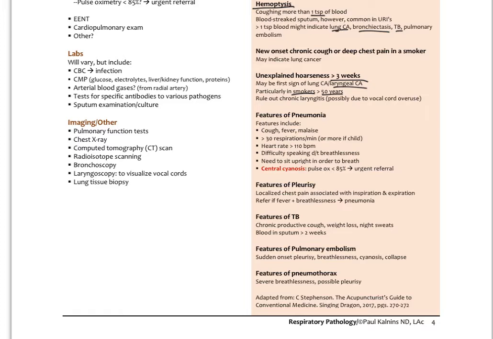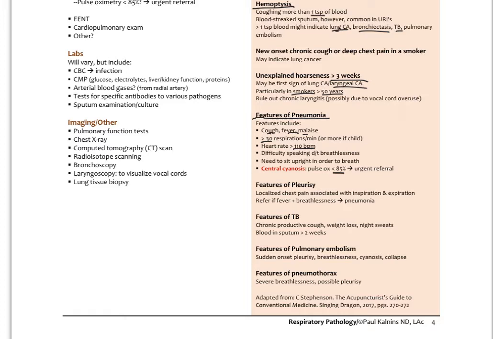So this would typically present with cough and fever, a lot of malaise. Again, tachypnea, greater than 30 respirations per minute in an adult, heart rate over 110. Difficulty speaking due to breathlessness, need to sit up in order to breathe, and then again central cyanosis under 85%. All of these would be urgent referral, but pretty much unless you're a primary care physician and have access to the antibiotics and so forth that you can prescribe, pneumonia should be a referral at least to urgent care, where the person can, if they're stable, get outpatient treatment, just a round of antibiotics. But we'll talk about when we need to think about hospitalizing patients with pneumonia because, again, they can decompensate very quickly.